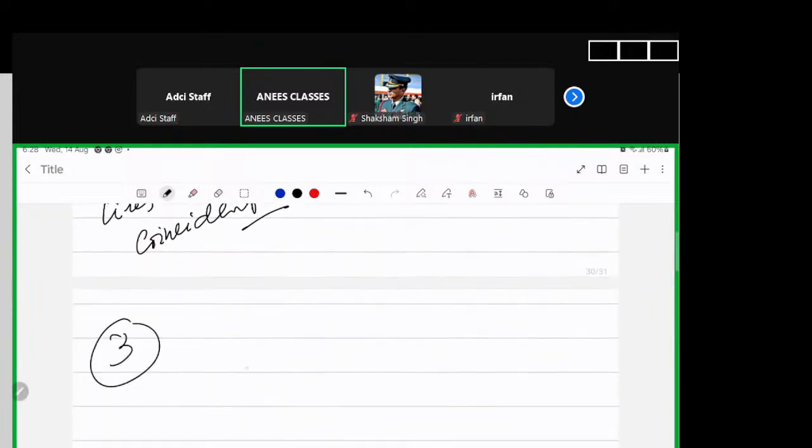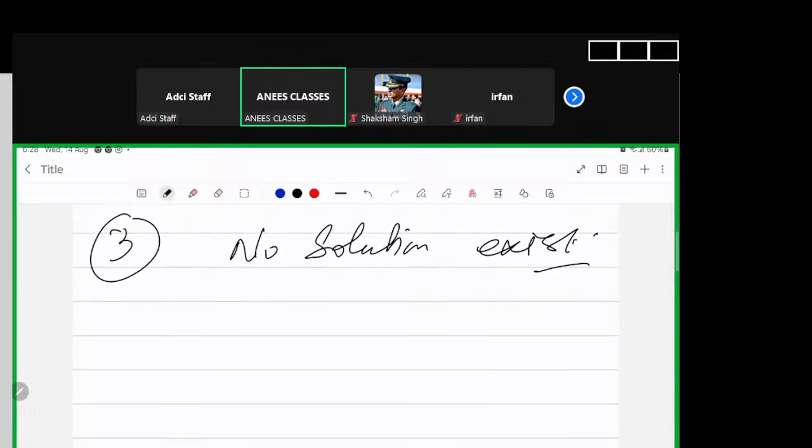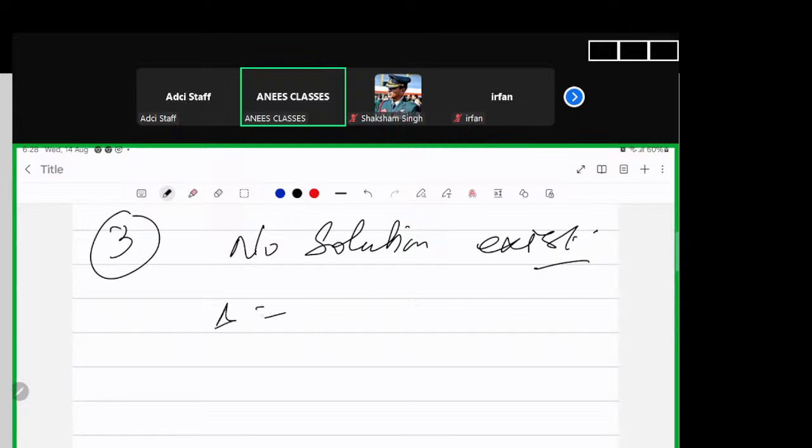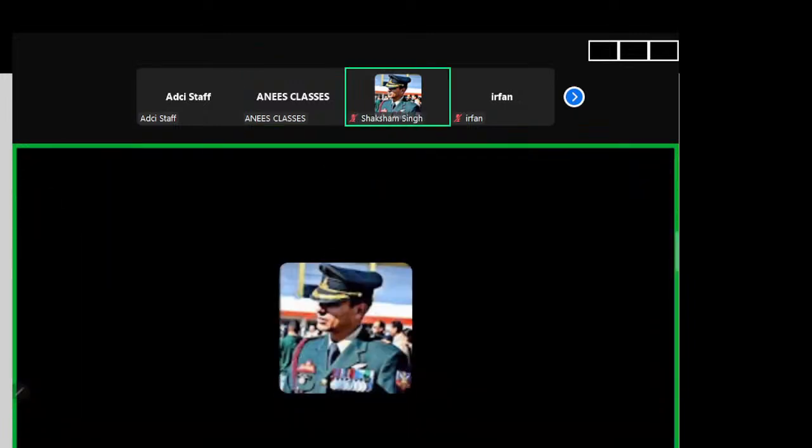Number third, no solution exists. No solution exist. So if delta equal to 0, Saksham understood? Yes, sir.